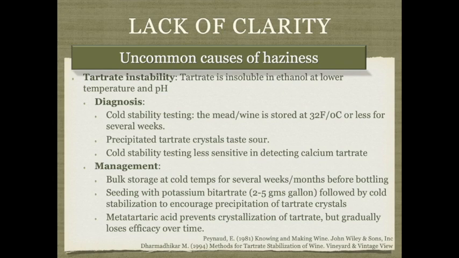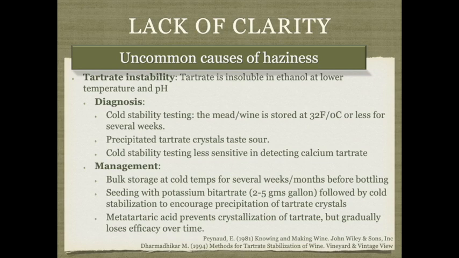Sometimes seeding with potassium bitartrate, which at first seems kind of counterintuitive. You're trying to prevent this and you're adding some, but basically by adding it, you're causing the precipitation to occur more quickly during bulk aging, and then you follow it by cold stabilization to encourage the precipitation of these crystals even sooner. And so that way, later when the mead or wine is in the bottle, it's much less likely to happen.